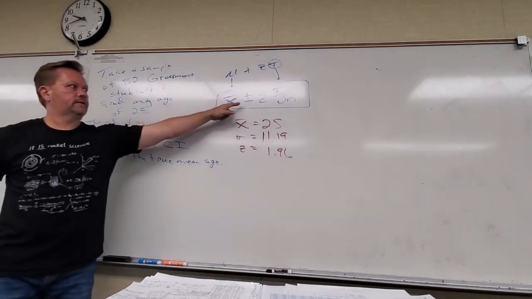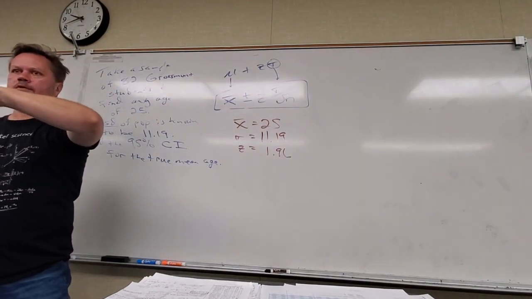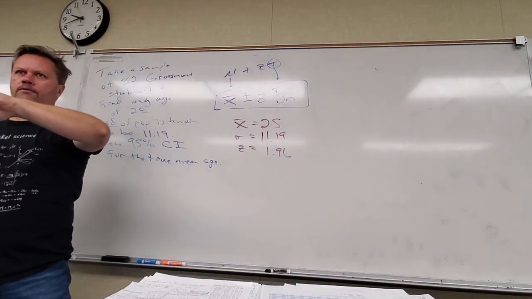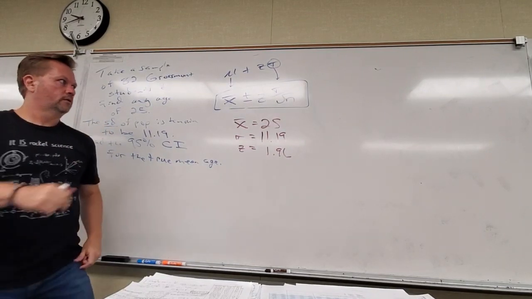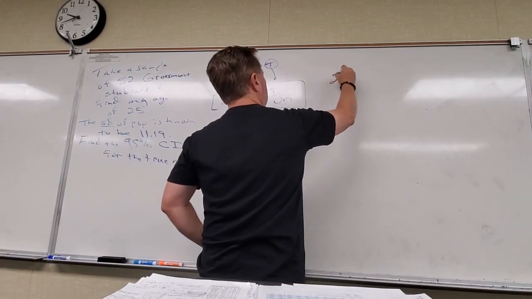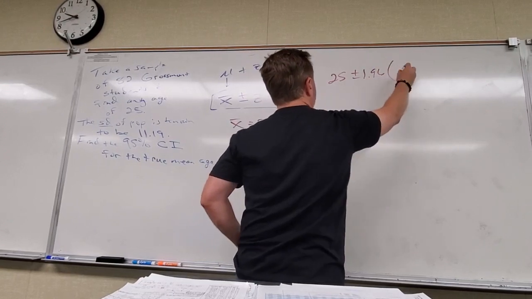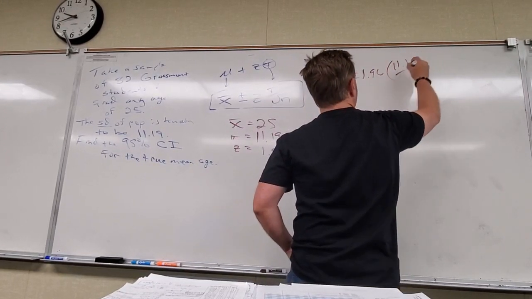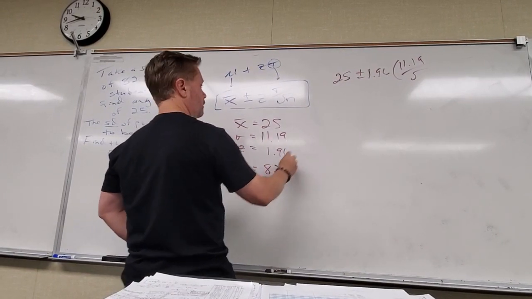The plus or minus is built in, right? I want to go up and down so many steps. So now if I just plug stuff in, the mean, give or take, 1.96 of these. What was N, by the way? 82.